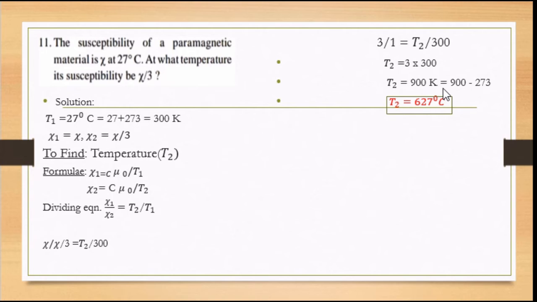This is in Kelvin. We want the answer in degree centigrade, and that's why we have to subtract 273 degrees from this. So T2 is equal to 627 degrees Celsius. That is, at temperature 627 degrees Celsius, the susceptibility becomes xi by 3. So this is our answer.